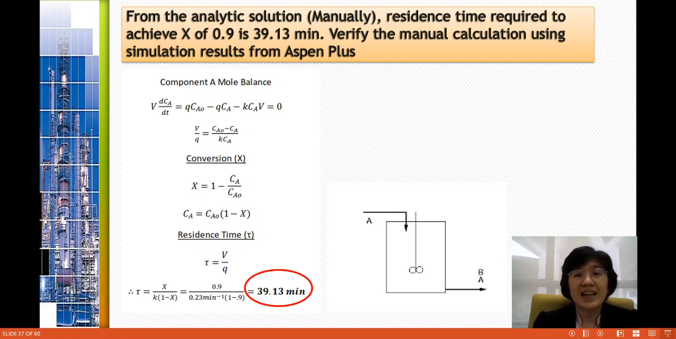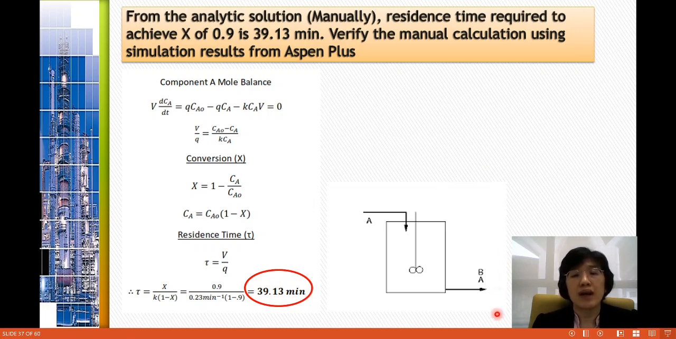So from the analytical solution, meaning if you solve this manually, you can get the answer for the residence time required to achieve the conversion of 90% is 39.13 minutes. Verify the manual calculation using the simulation result from Aspen Plus.